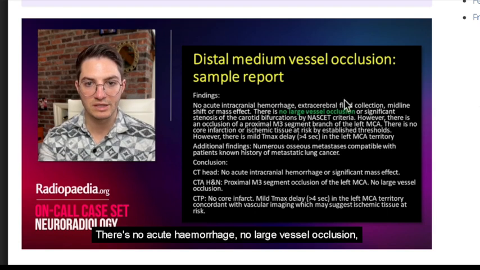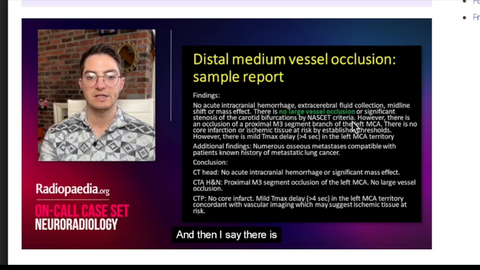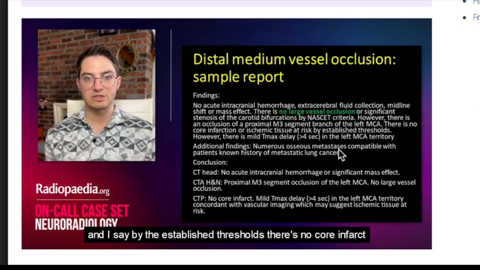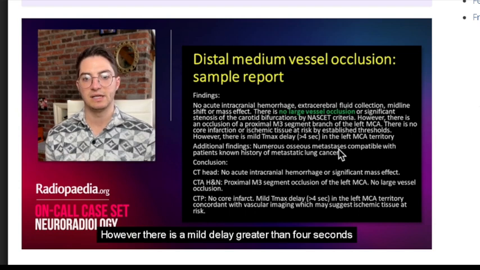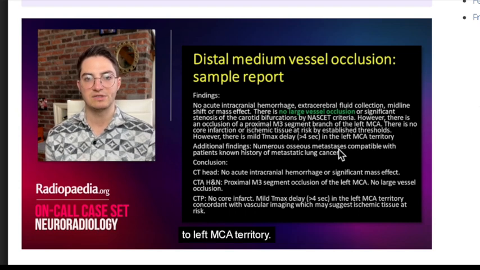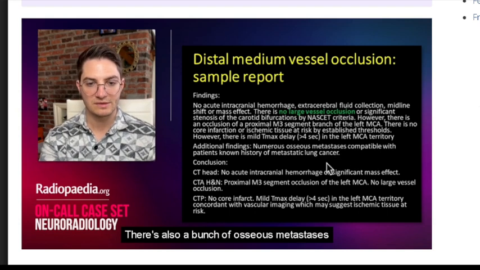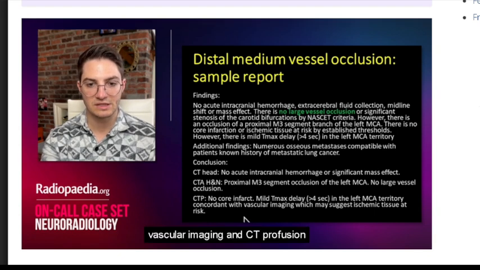There's no acute hemorrhage, no large vessel occlusion, which are pertinent negatives to mention in your reports. And then I say there is, however, a proximal M3 segment branch occlusion. And I say by the established thresholds, there's no core infarct or ischemic tissue at risk. However, there is a mild delay greater than 4 seconds to the left MCA territory. There's also a bunch of osseous metastases and things that are incidental in this case. But for the conclusion, I like to break things up by CT head, vascular imaging, and CT perfusion, and kind of restate those findings here.